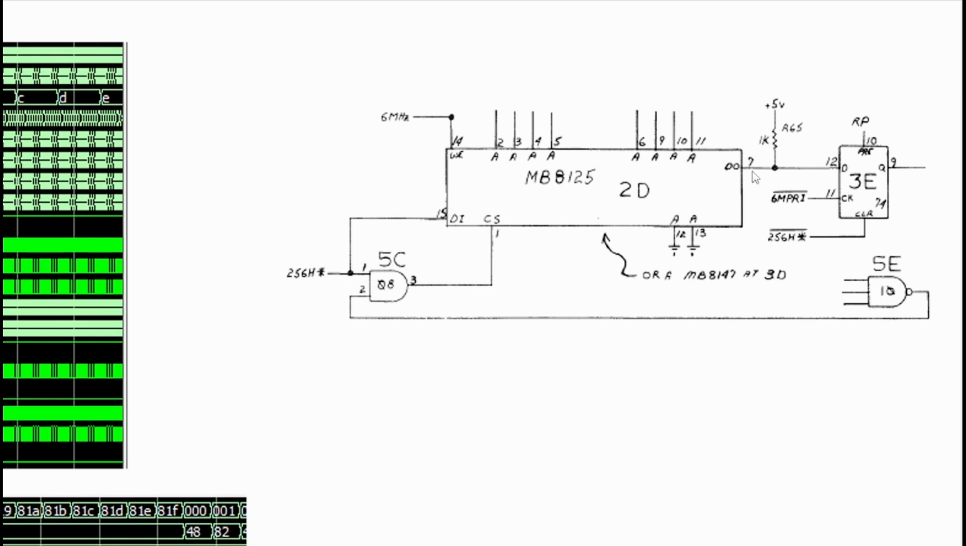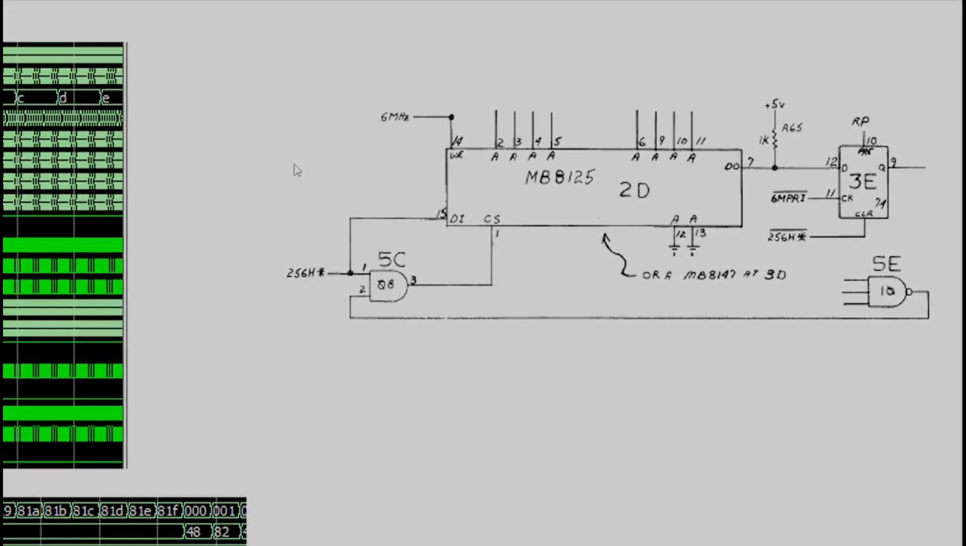The output of the chip comes out here, and it's filtered by this D flip-flop, which is clocked on this not 6 MHz prime and has a clear of the not H blank star. So the output Q of the 3E flip-flop is actually the final bullet renderer output that goes into the PROM that we saw earlier.